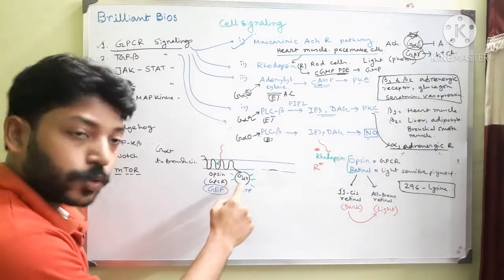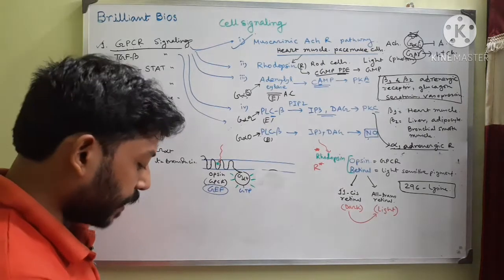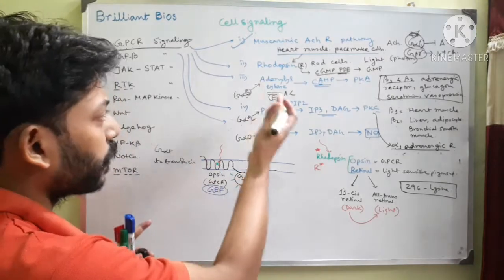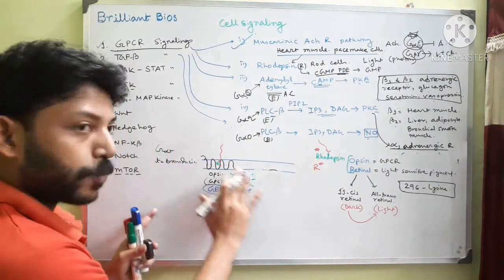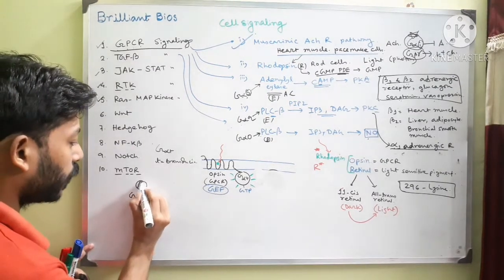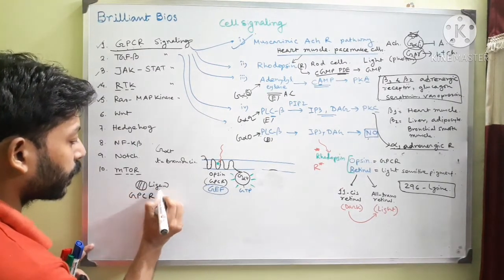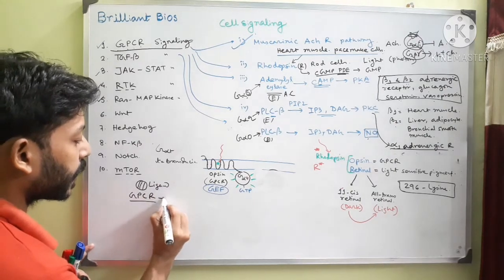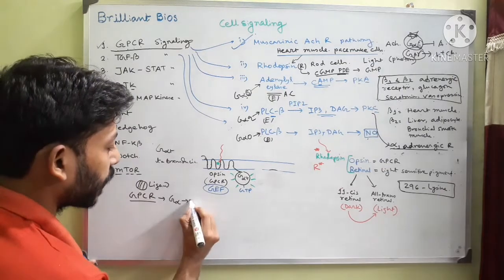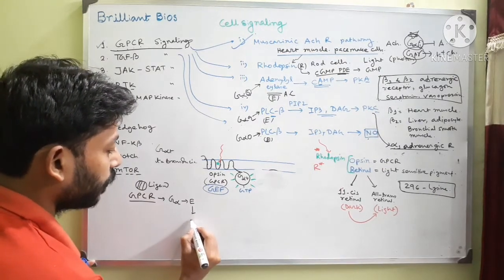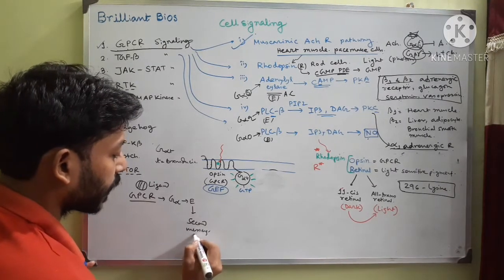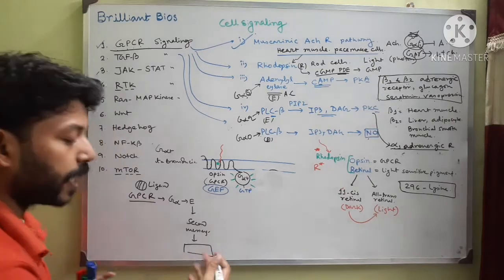Now this G alpha T protein becomes activated and it activates an effector protein. In my previous video I mentioned that in the case of G protein coupled receptors, the first thing is the GPCR, which attaches to a ligand. Then it activates the G protein, that means G alpha, then G alpha activates the effector protein, then the effector protein activates the second messenger. Then the second messenger activates some kinases or other molecules.